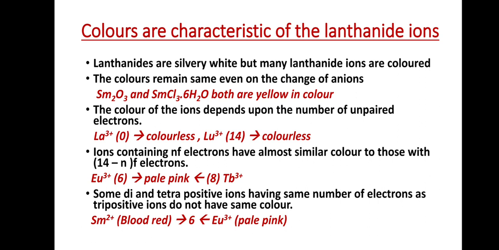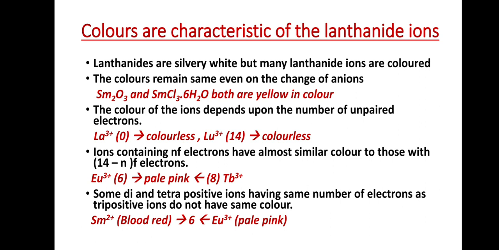You can consider the example shown on the screen. If you are taking samarium oxide, Sm2O3, and samarium chloride, both are yellow in color. So what you can observe from that particular example is the color is the same for both different types of compounds of samarium. One is oxide, one is chloride. That means you're keeping the metal ion the same, samarium. However, you're changing the anions. In one case, the anion is oxide, and in the other case, the anion is chloride. However, there is no change in the color, right?